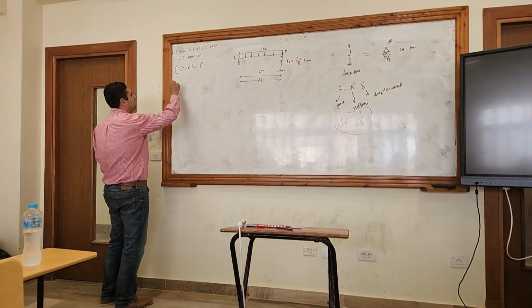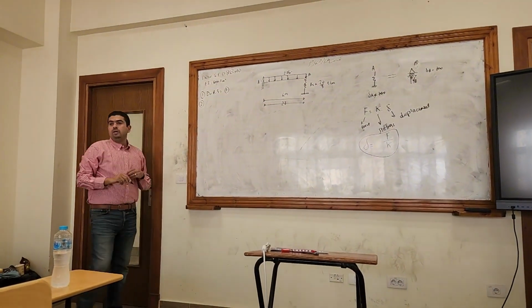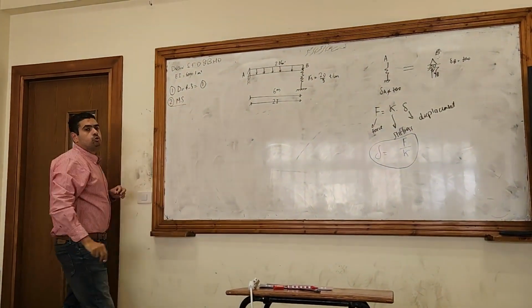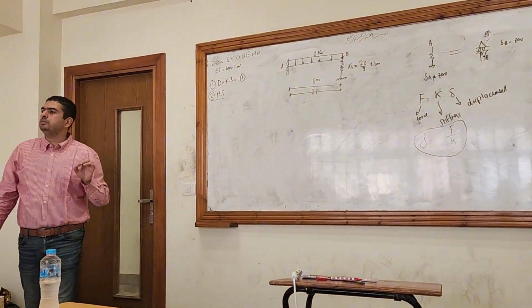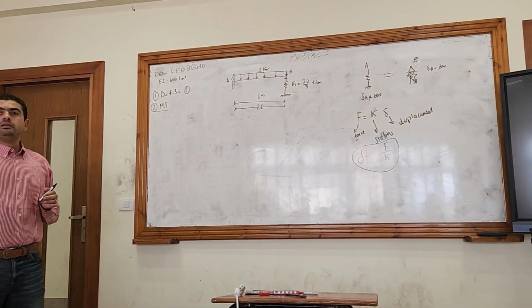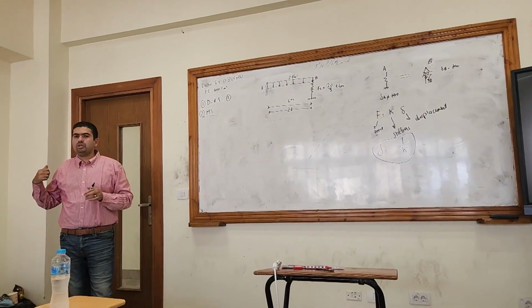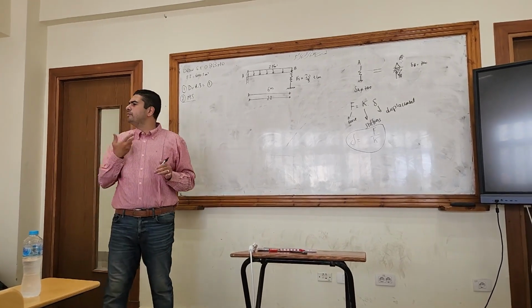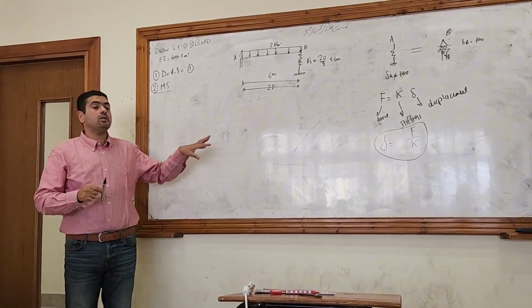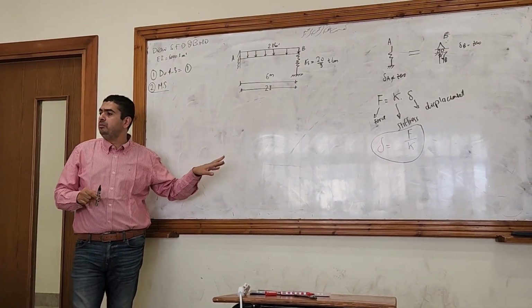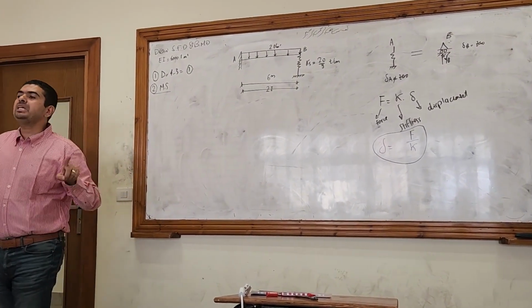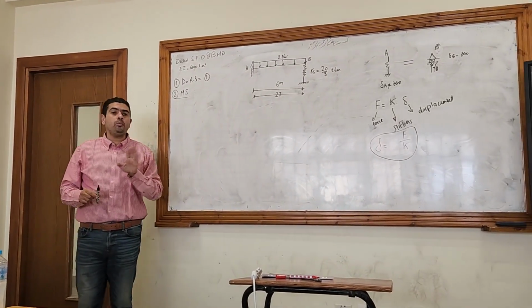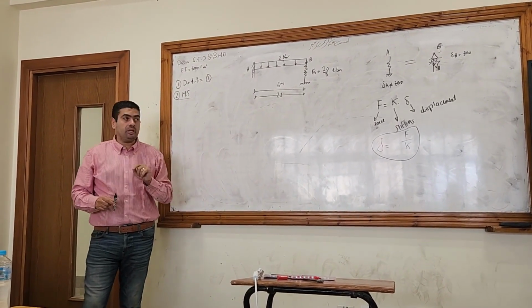So now, the second step. What will be the second step? Main system. What will be the main system here? I need to remove a redundant, a reaction. For the last lecture, we got, I think, 2 examples. I chose to remove whatever I want, right? Here, when you see a spring in the beam, you have to remove the spring. It's not an option. You have to remove the spring.